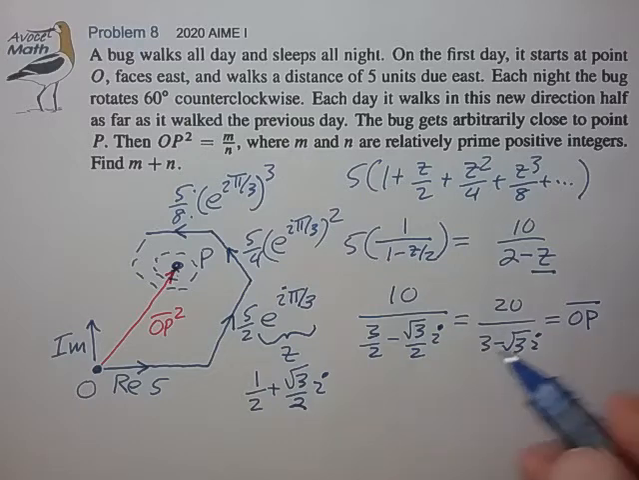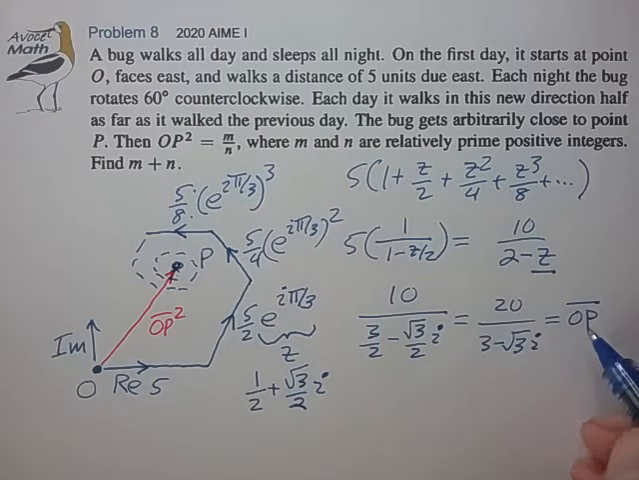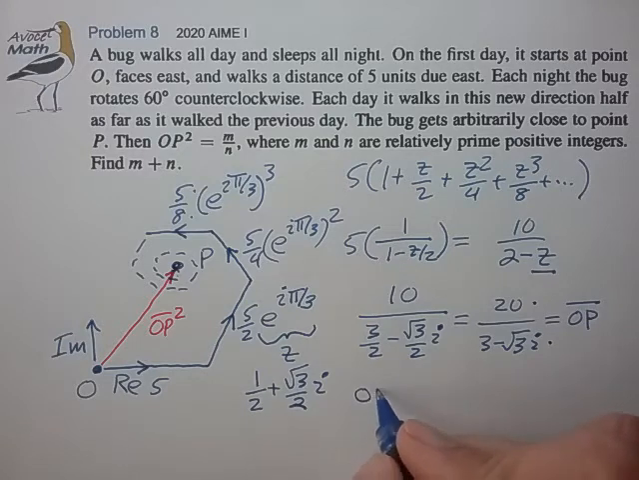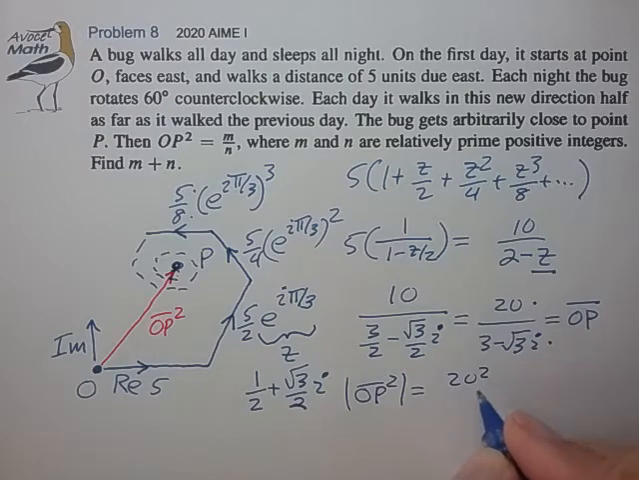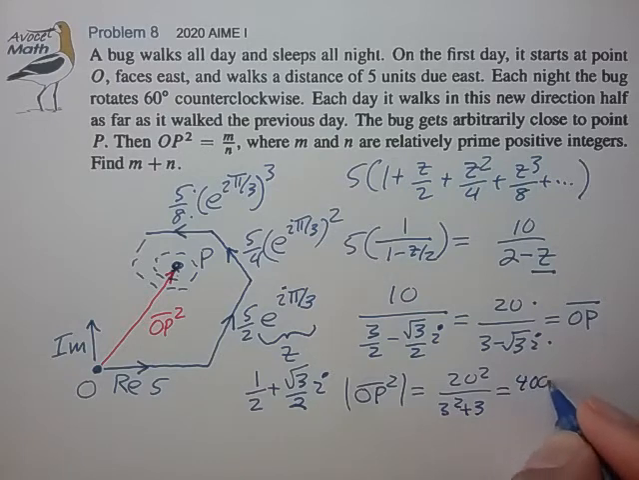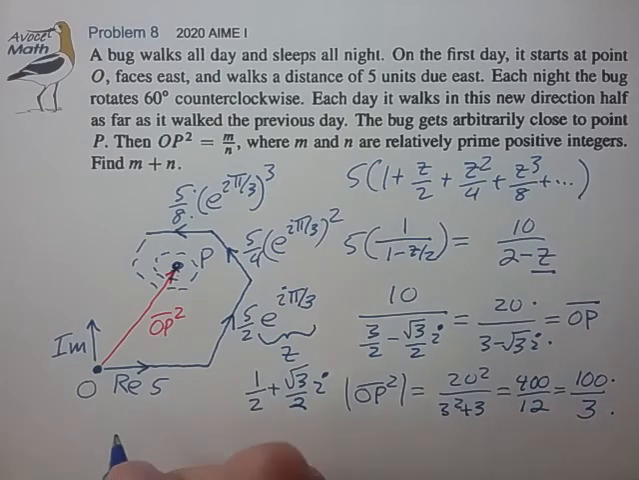We're trying to find the square modulus of OP. So that's equal to the square modulus of the numerator divided by the square modulus of the denominator. So we find that OP squared is just 20 squared divided by 3 squared plus 3. That's 400 divided by 12. Can reduce that down to 100 divided by 3. 100 plus 3, 103. Final answer.